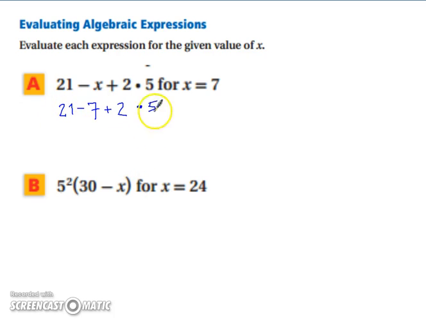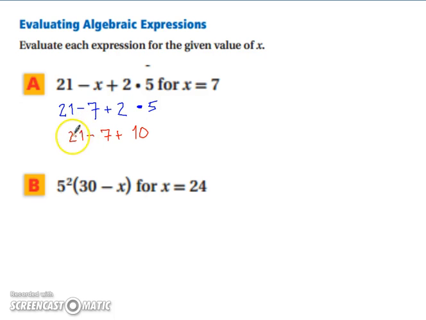All right, are there any grouping symbols? No. All right, so on to step 2. Are there any exponents? No. So now we're on step 3. Is there any multiplication or division? Yes. We have this 2 times 5. So 2 times 5 is 10, and then we simply rewrite the rest of our equation. It's really important to write out all of your steps as you do this.